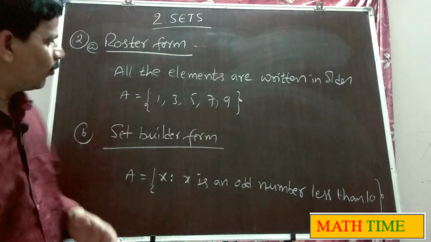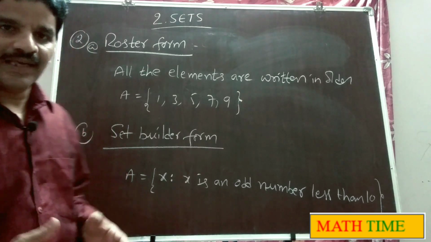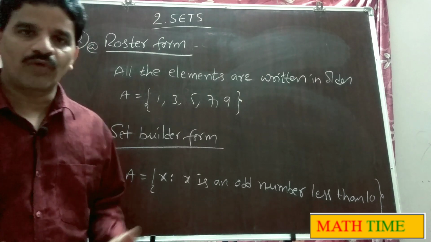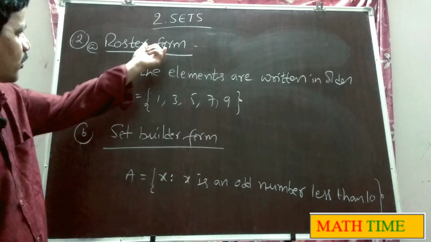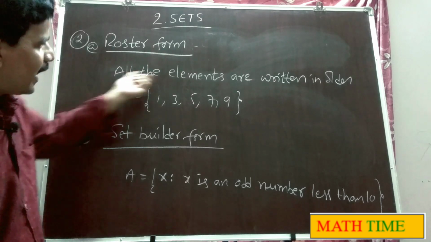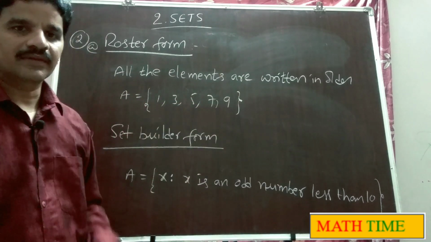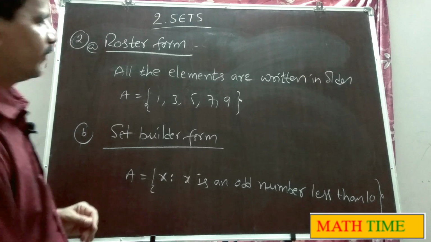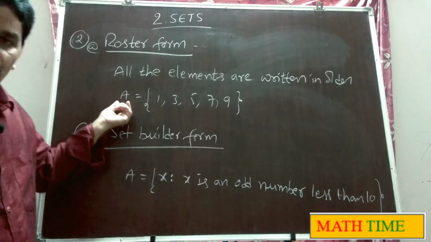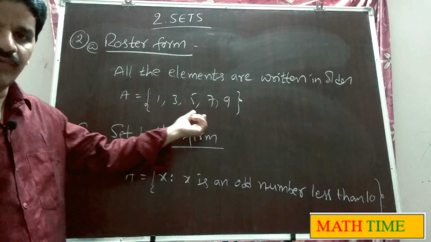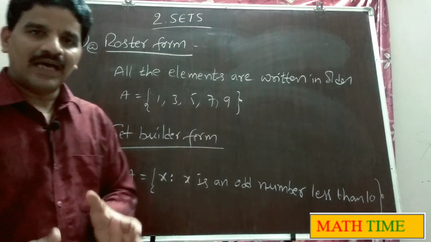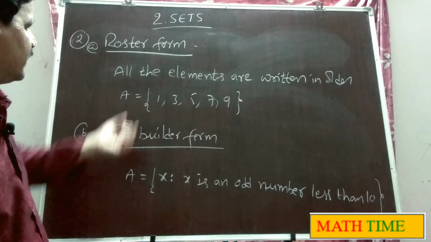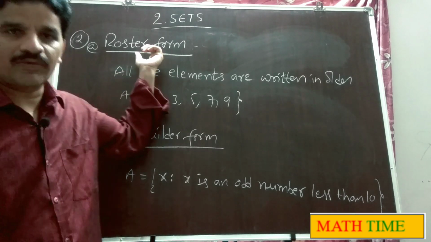Point number 2, how to represent sets. Sets can be represented in two ways. One is roster form and the second one is set builder form. Roster form means list all the elements, written in order, with commas. For example, A equal to 1, 3, 5, 7, 9. So whenever all the elements are written in order with commas in a set, that is called roster form.